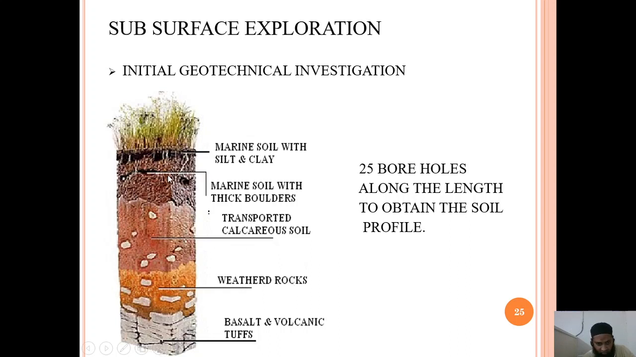So because we want to go for construction of the piles, we have to insert piles. So basically, a deep excavation has been done, and we are seeing what different types of soils are there inside. 25 boreholes along the length to obtain the soil profile. You can just see 25 boreholes have been done to understand the soil type and what the investigation reports are.